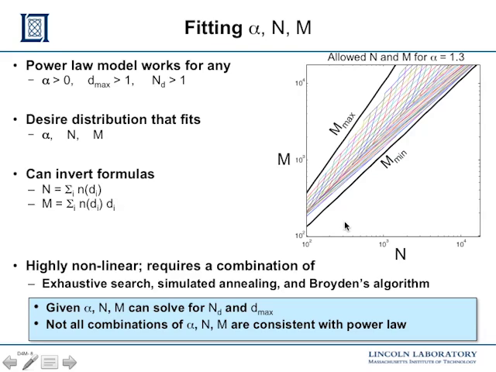And what you see here is, for a given value of alpha, the allowed values of n and m, that is, the values of n and m that will be power law. And so what you see is that not all combinations of vertex count and edge count can be constructed in power law. There's a band here. This is a logarithmic graph. It's a wide band, but there's a band here of allowable data that will produce that.